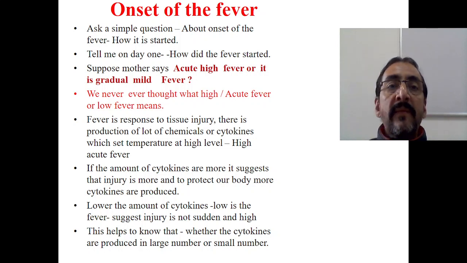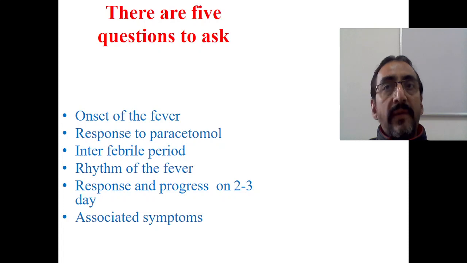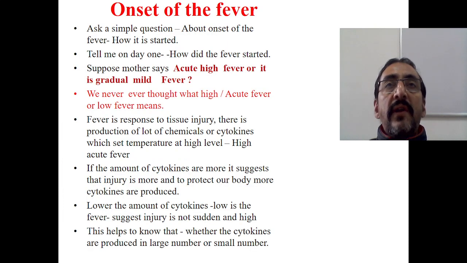The first question is, as I told in the last class, onset of the fever. Ask a very simple question about the onset of the fever. So what is that question? How did it start? Simply, at least spend a few seconds with the parents. Ask a simple question, how did it start? Or you can say, tell me, on day 1 when the fever started, according to you, how did the fever start? In the sense, whether the fever started suddenly, whether it started gradually, whether it developed slowly, or whether it developed at once. Okay?